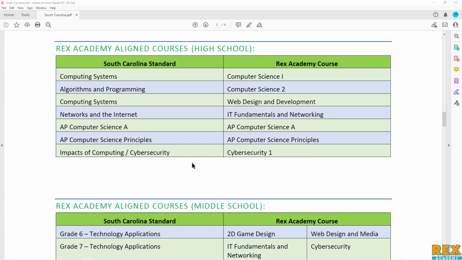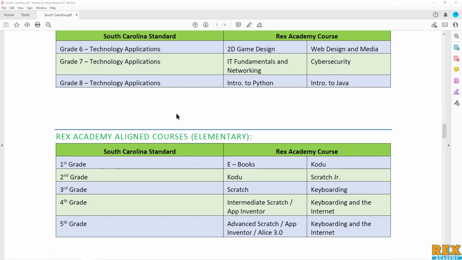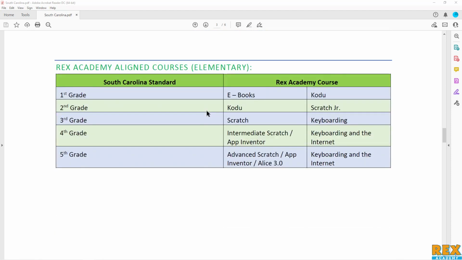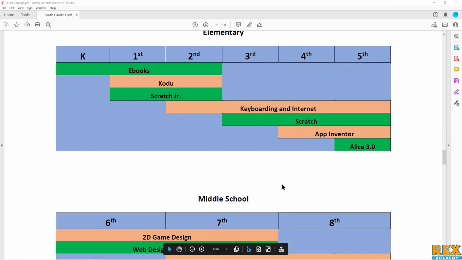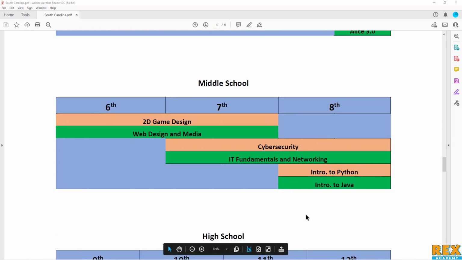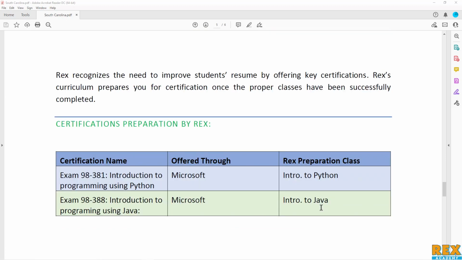So keeping in touch with what South Carolina is attempting to do, Rex Academy is very comfortable making the following contributions and recommendations. These courses very much align with CSTA and what they're trying to do, so therefore we are very much in alignment with South Carolina and what they're trying to do. So there's middle school and elementary. Okay. And there's the Rex Academy recommended pathway. For elementary, there's middle school, and certainly there's high school. And based on our recommendations, these are the 2 certifications we are comfortable offering in South Carolina.